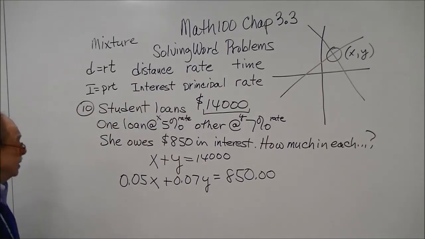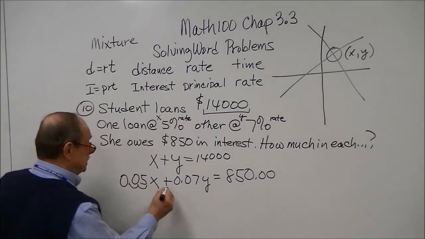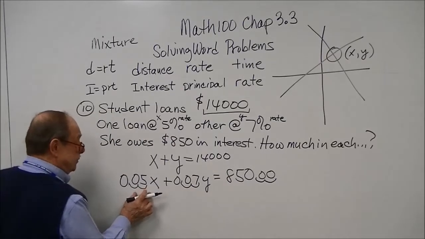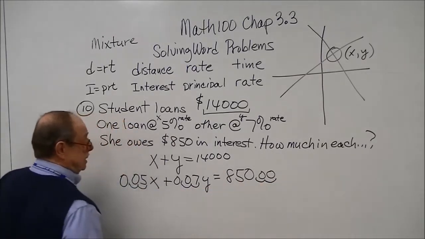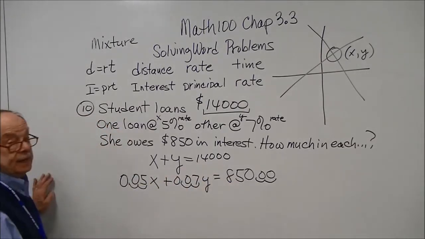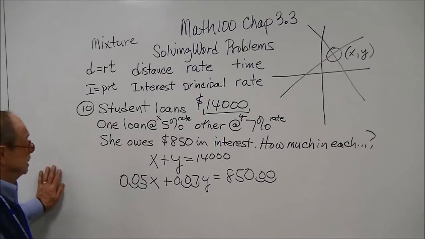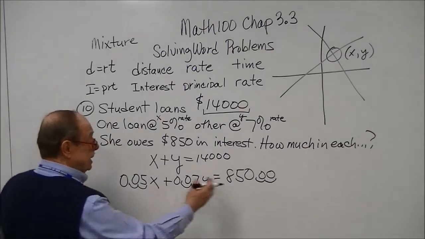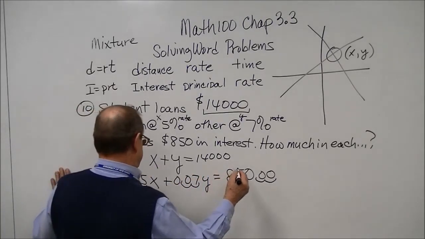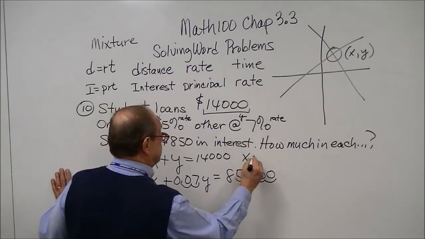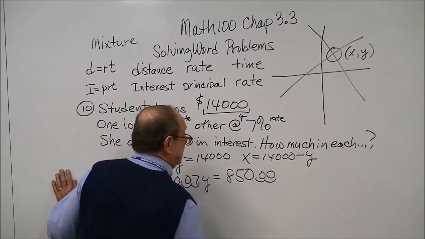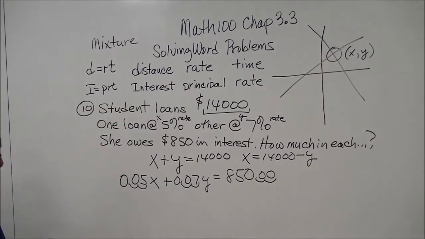Because I think the first thing you want to do is to get rid of all our decimals. Now I put them in decimal form because I had to do this. Because if you just said 5x and 7y is 850, that is incorrect. So now that you've eliminated all the decimals, it's easier to work. You're going to solve by substitution. And this will be x equals 14,000 minus y. And we've done those before.